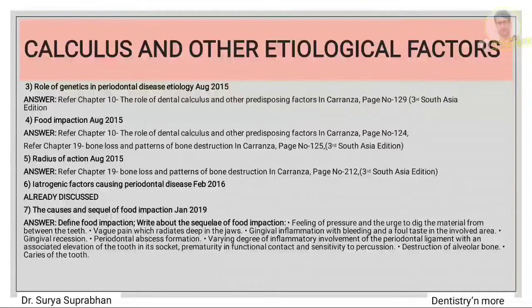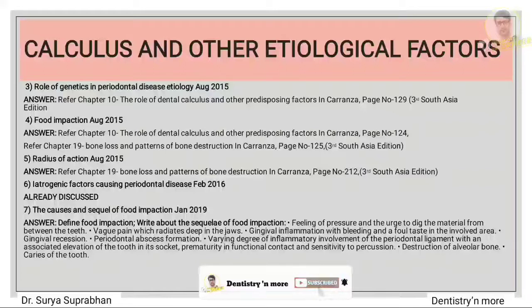Coming to the next question, that is food impaction. For that, refer chapter 10, role of dental calculus and predisposing factors, and then also refer chapter 19, that is the bone loss and patterns of bone destruction, page number 125. In chapter 10, it comes under the iatrogenic factors, that is the contours and the open contacts. In that they have mentioned the food impaction, and also please don't forget to mention the plunger cusp.